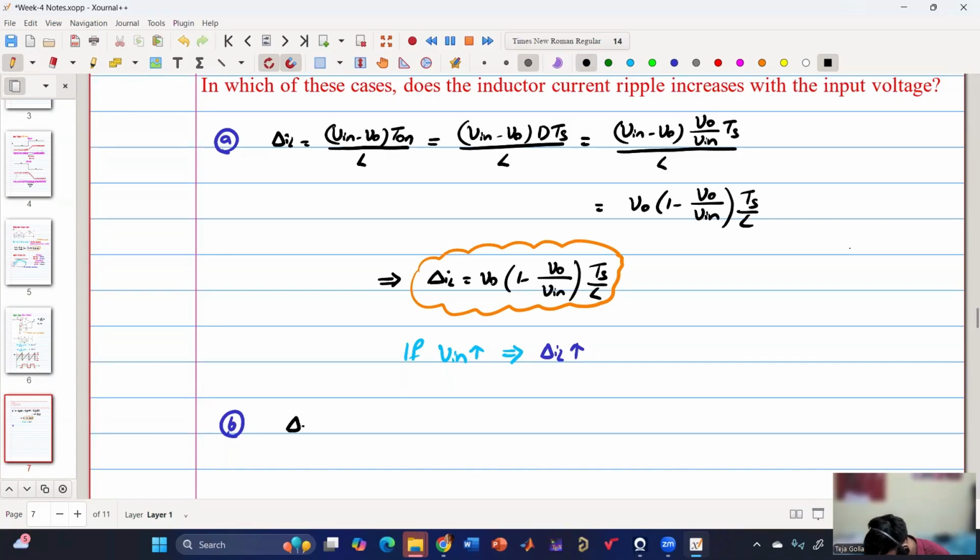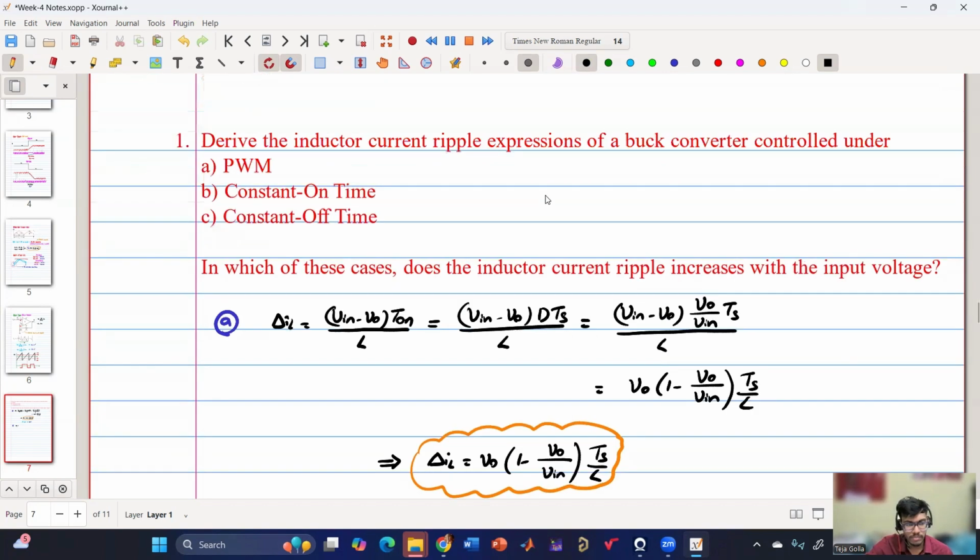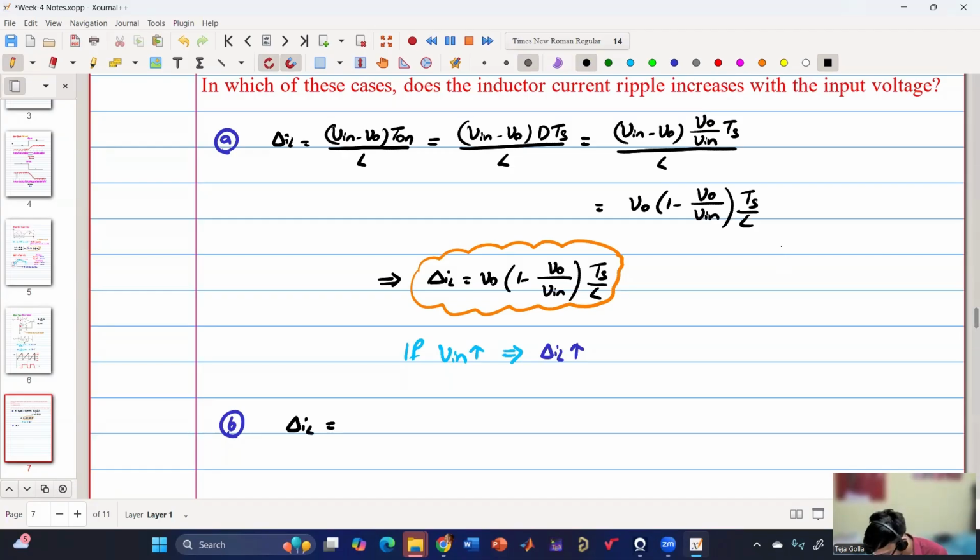So how to write delta IL? V naught into T off by L in constant on time. This is on Vn time, minus V naught into T on by L. So we can directly write (V in minus V naught) into T on by L, where V naught is constant, T on is constant, as well as L is also constant.